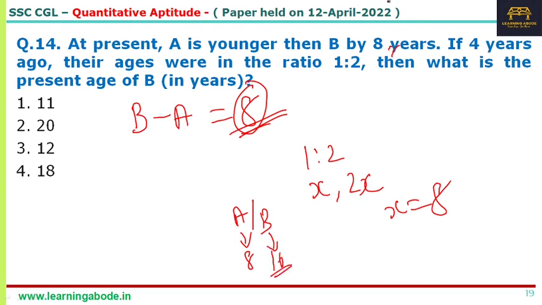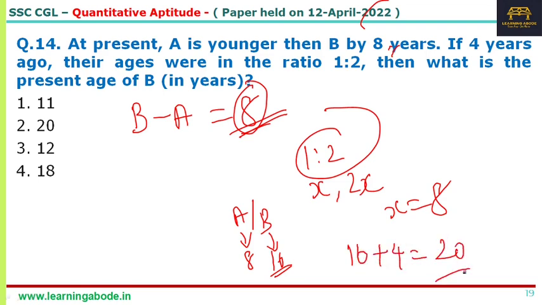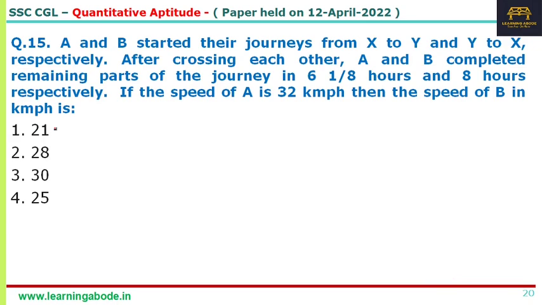When was it? It was 4 years before. Now what will be the present age of B? 4 years before, B was 16. Now in 4 years' time he will be 20. So that's answer option 2. The advantage of this method is that without writing any steps, the moment you look at the question, you can just keep putting in numbers and get the answer. So 20 is the answer for question number 14.